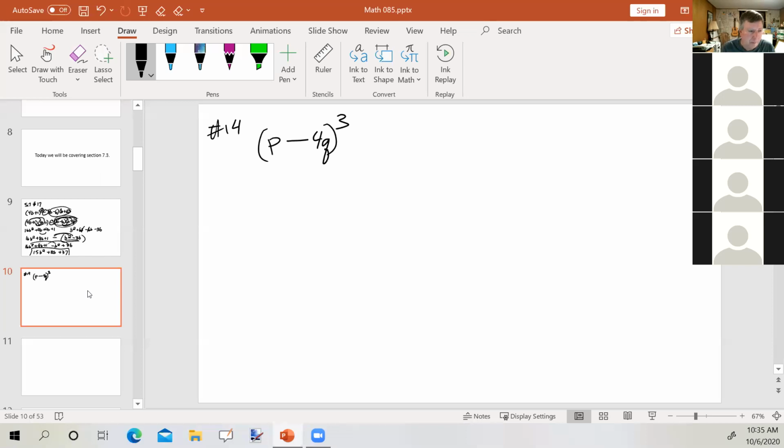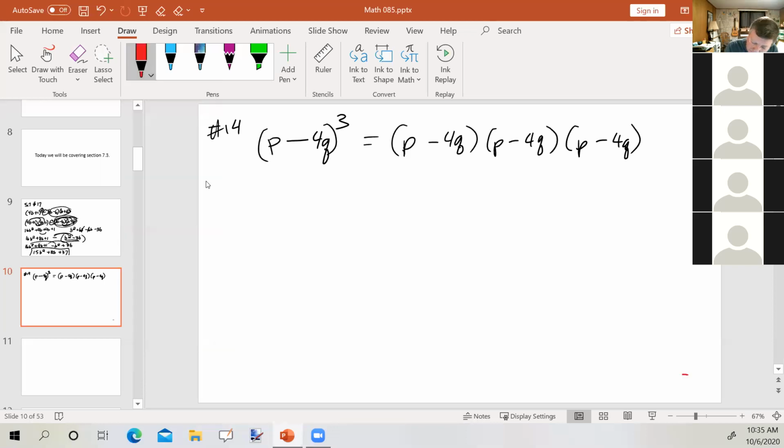Hang on. So p minus 4q, the quantity cubed. Is that correct? Yes. Okay. And that's the entire problem? Yeah. All right. So that's going to be p minus 4q times p minus 4q times p minus 4q. Even though I've got three factors, I'm going to only multiply two of them together at a time. So I'm going to do the first two.